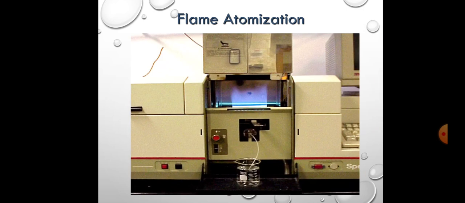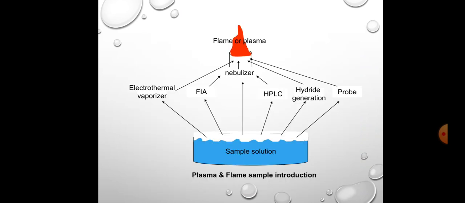This is a picture of a flame atomization instrument or equipment that you see. There is a beaker containing the sample, and there is a narrow tube that we call a capillary tube, that we use to suction the sample and spray it into the flame. But we are going to talk about the structure of the nebulizer and to know how it works.